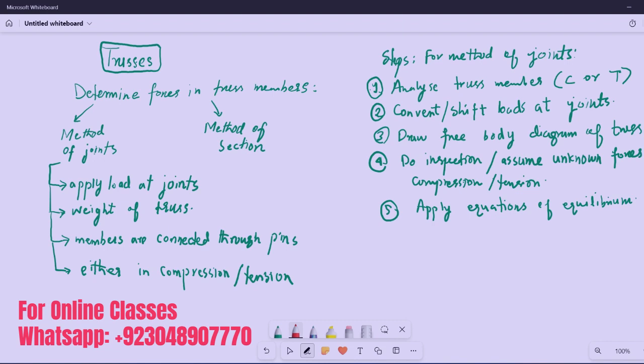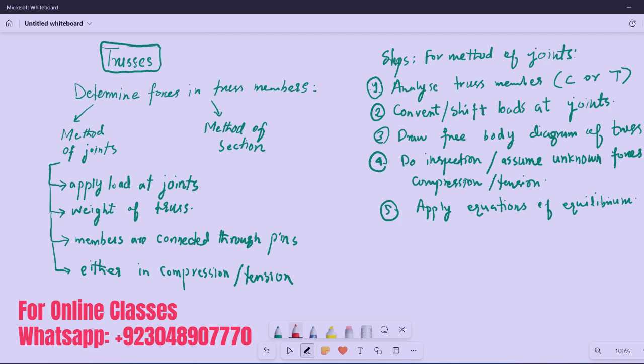Sir, I have a question. So we have to determine the compression and the tension two times? So we have to do it first. We have to assume all the different parts, compression and tension, and after that we have to do it for a specific part.